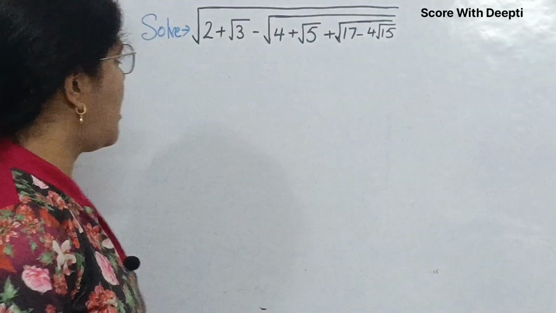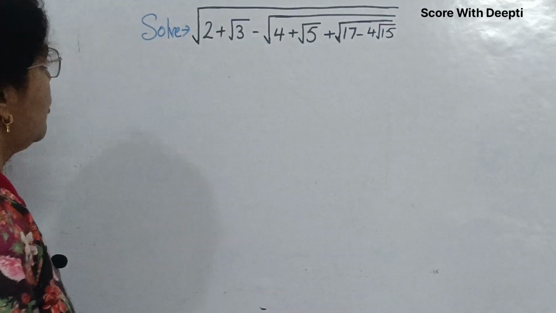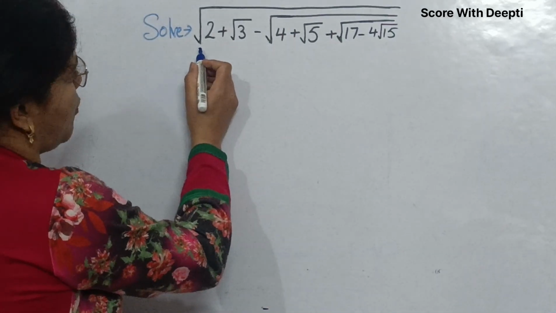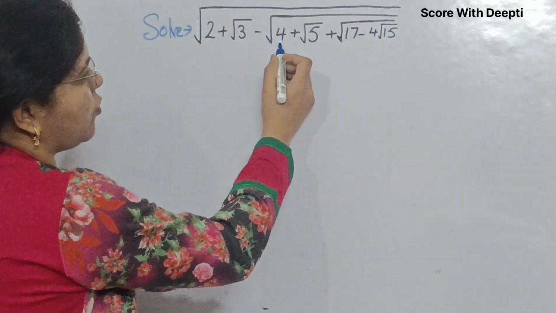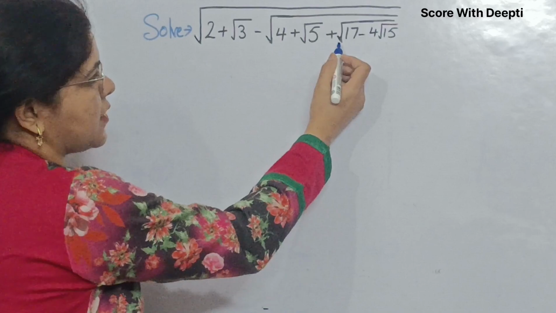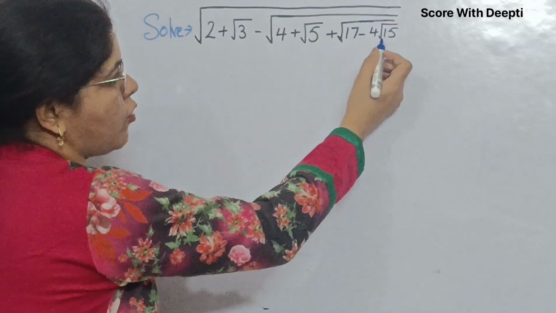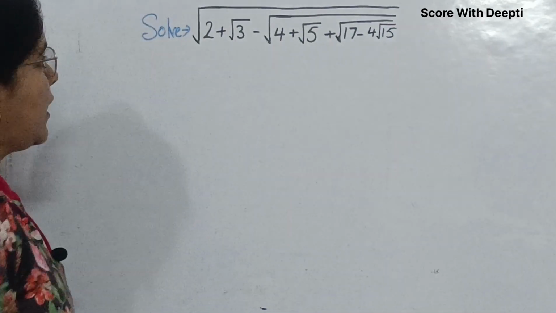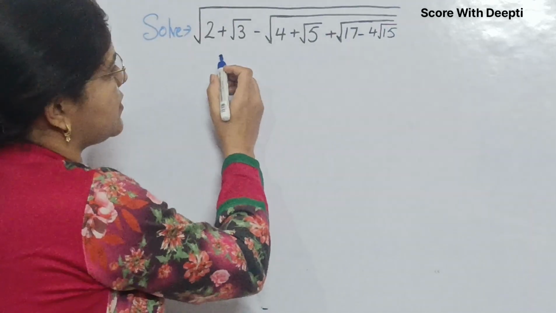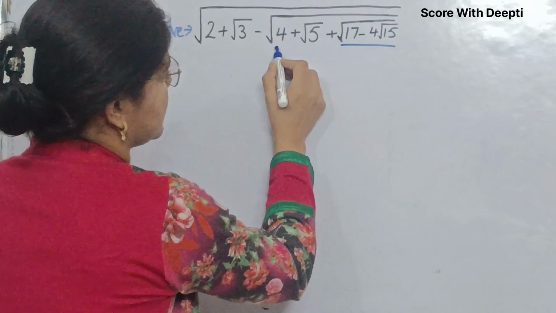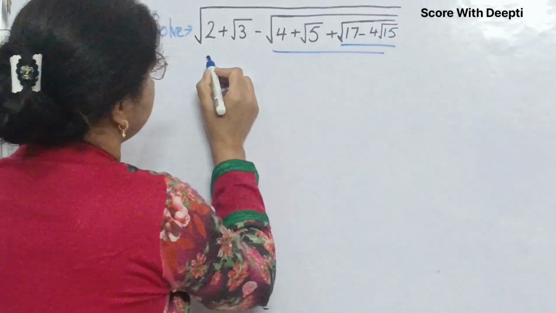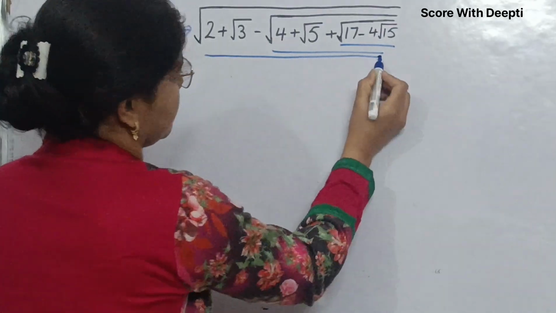Today we discuss a radical problem. Today we have the radical problem: square root of 2 plus square root of 3 minus square root of 4 plus square root of 5 plus square root of 17 minus 4 square root of 15. In this radical problem, the radical is given three times, which means this is the first term, this is the second term and this is the third term.